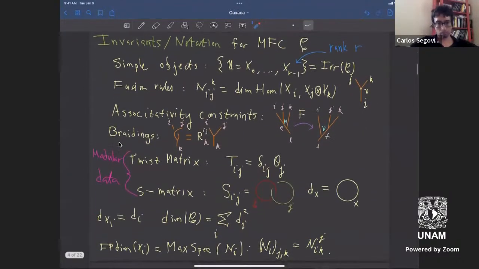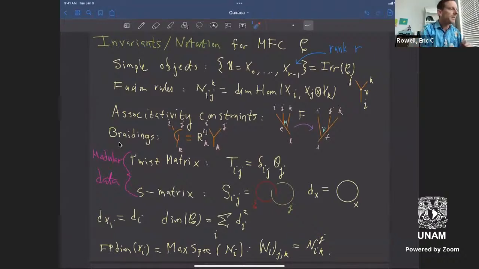Okay, so here's some of the invariants and notation that we might need. The first thing I want to point out is that there are finitely many simple objects up to isomorphism. That's key. And so the number of such things is the rank of the category. Now these fusion rules are dimensions of morphism spaces, namely the morphism spaces going from Xi, so I think I've got this not quite written right. I think what I have actually is this one.